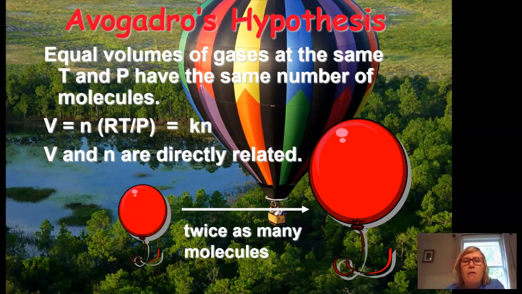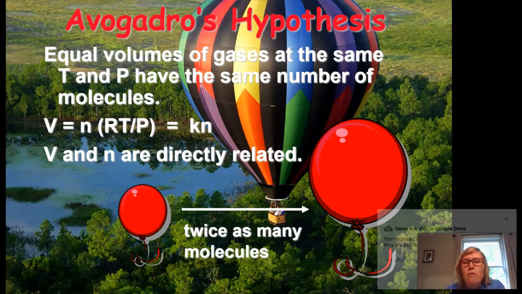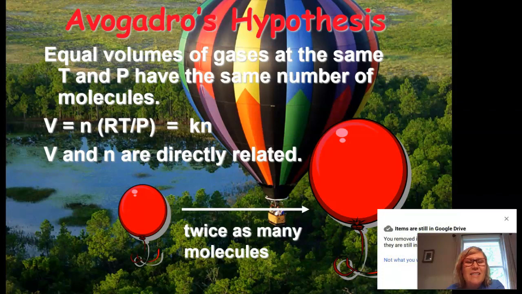Now we're going to talk about Avogadro's hypothesis. You all are familiar with Avogadro's number, 6.02 times 10 to the 23rd. Remember, it's not avocado. He was not the person that came up with 6.02 times 10 to the 23rd; it was just named after him. Avogadro did a lot of work with gases. What he learned in his research is that equal volumes of gases at the same temperature and pressure have the same number of molecules. So they have to be at the same temperature and pressure.